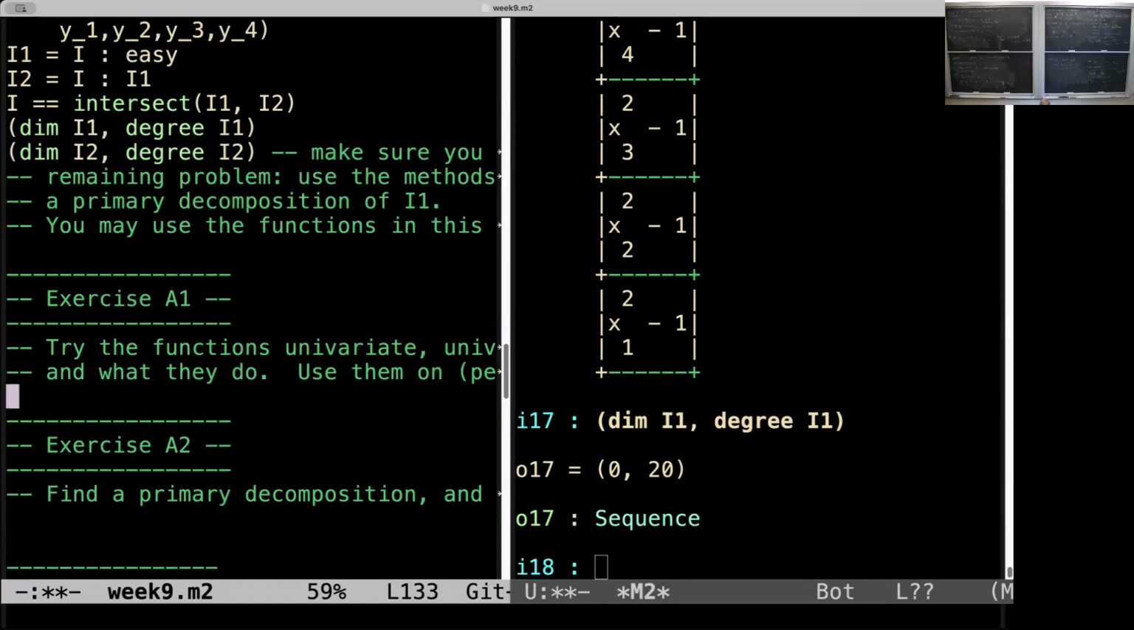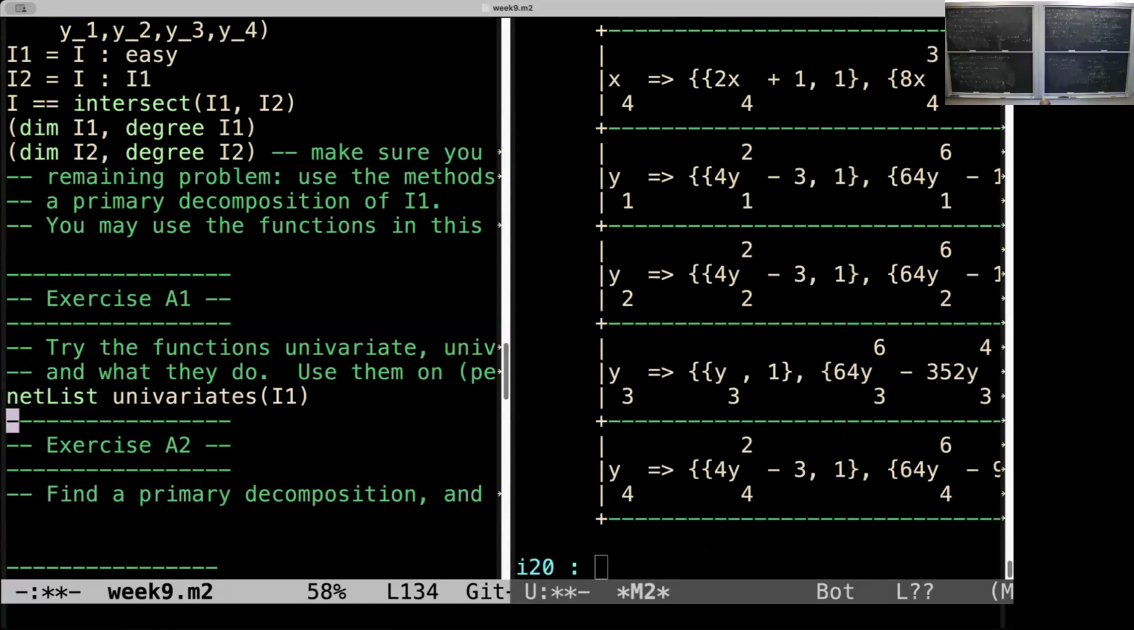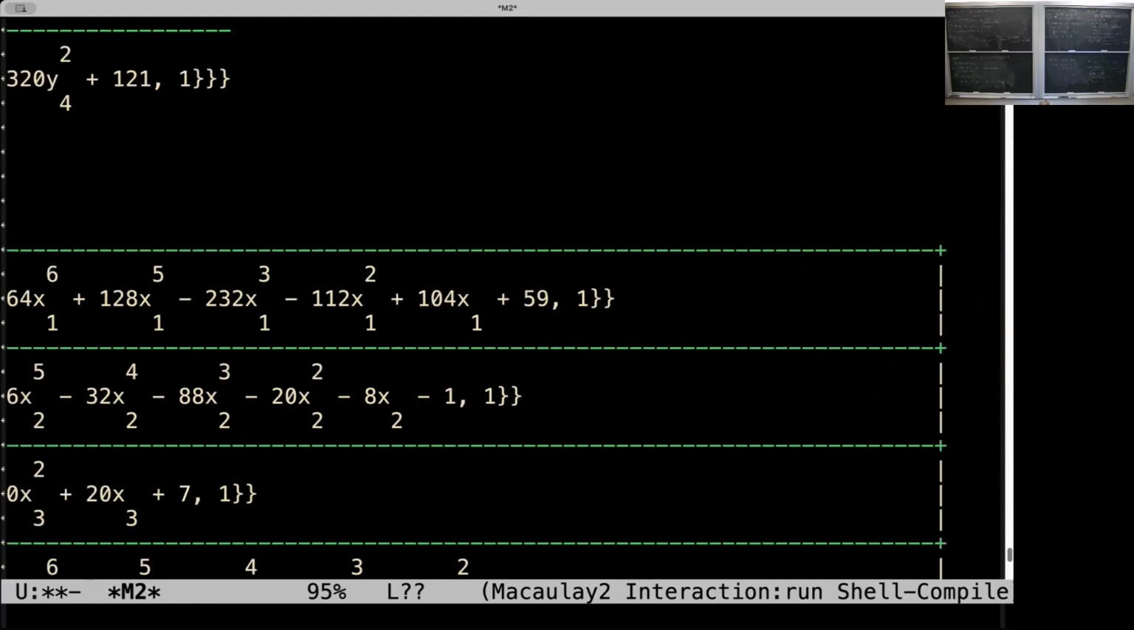Okay, so we have this ideal I1. So why don't we do univariates of I1? Let's see what that gives us. It's pretty fast, but now I'm going to do a net list of it so we can see them all. So these are all the univariate polynomials factored over the base field Q. So x1 has a factor of 2x1 plus 1, and then this cubic factor, and a degree 6 factor, and that's it, okay?